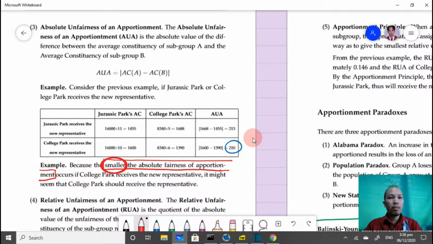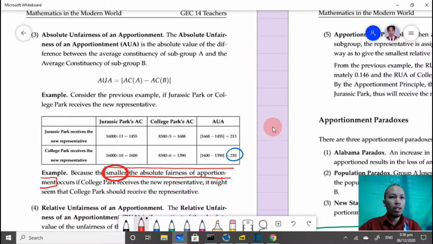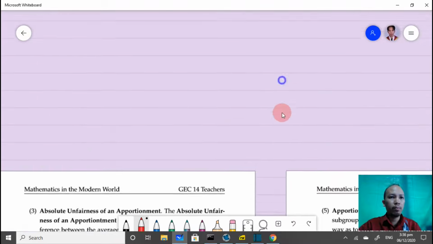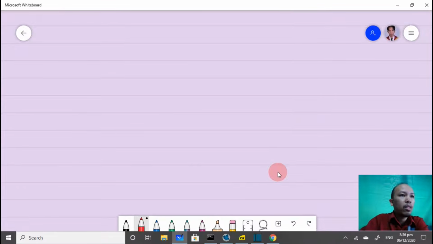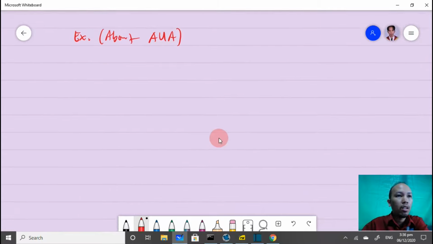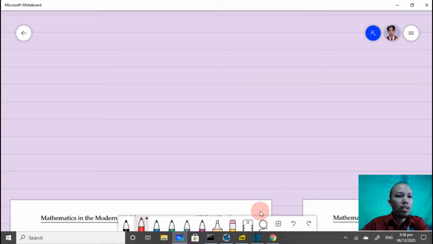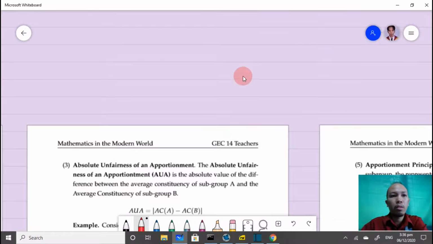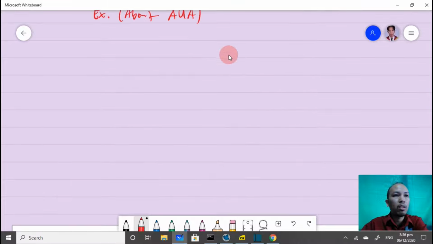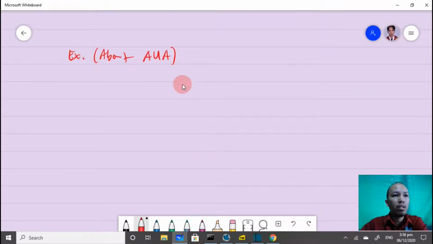Okay, so let's have an example here about the AUA, the absolute unfairness of apportionment. Maybe we have to wait for the program to respond. Not average, absolute. Okay, absolute unfairness of apportionment.